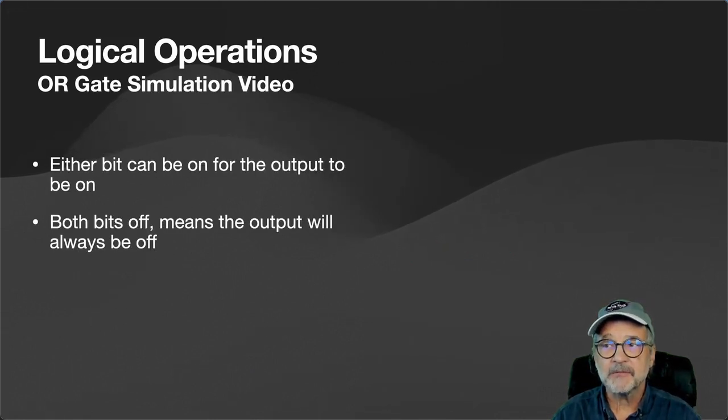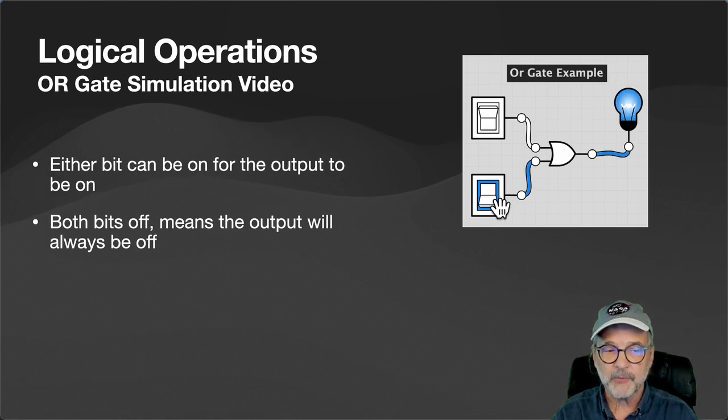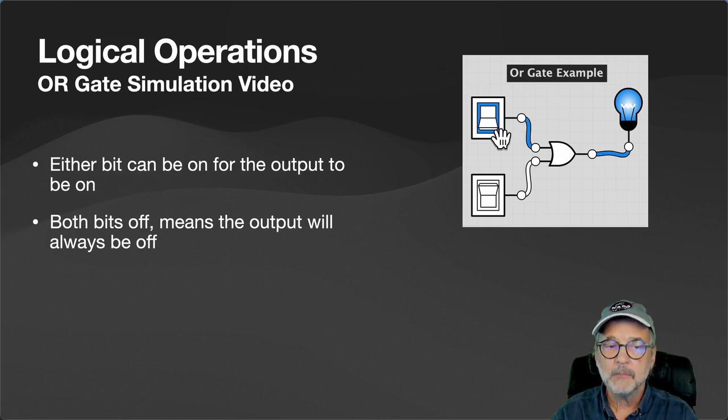Now let's take a look at a demonstration of this. As can be seen in this video, I have an OR gate with 2 inputs. We turn on the lower one, it turns on. We turn on the upper one, it turns on. If they're both off, it's off. If they're both on, it's also on.